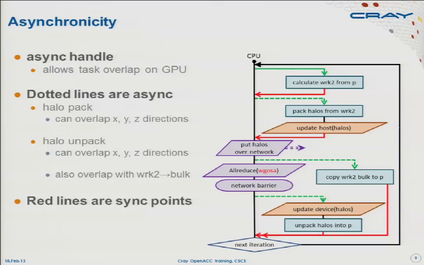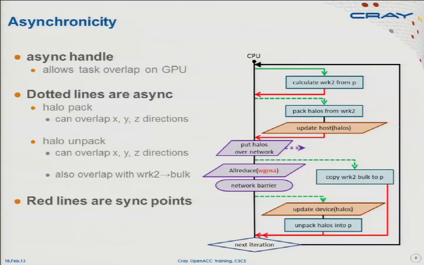But at this point, maybe even before that, you might even be able to start this even earlier. You can start copying the bulk, the internal bit that's not affected by the halos. You can start copying the bulk of P, the bulk of this temporary array into P, almost immediately. You could have started this even earlier if you wanted. You've still got to do the reduce, you still have a network barrier, but then you've got 3 or 6 receive buffers to send and unpack.